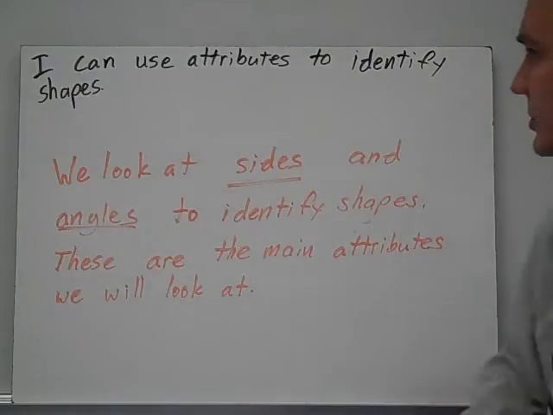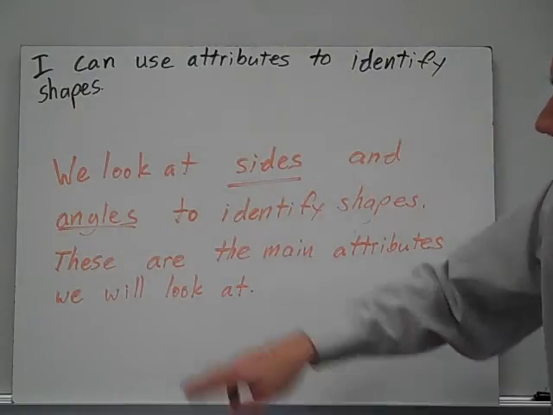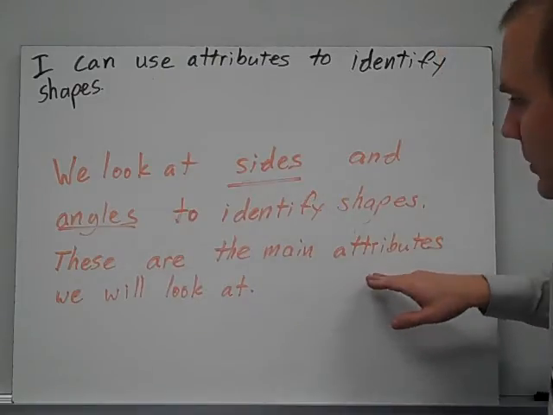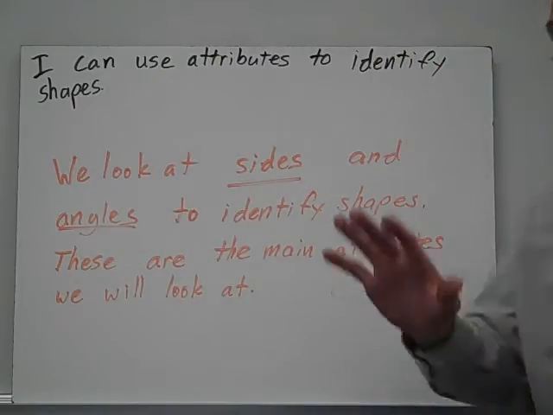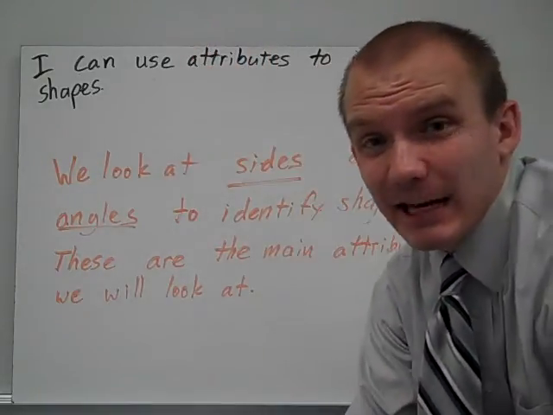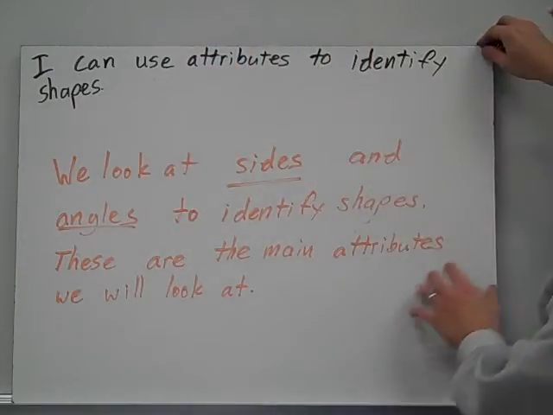I can use attributes to identify shapes. We look at sides and angles to identify shapes. These are the main attributes we will look at. I'm going to go over some vocabulary. I'm going to talk about how we name different shapes.